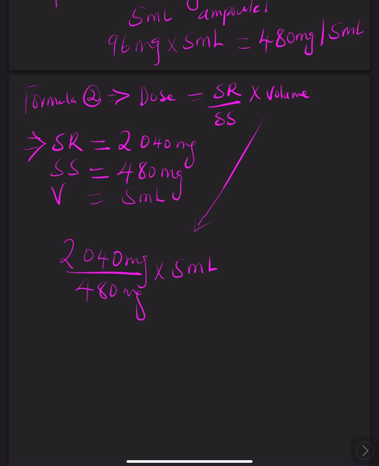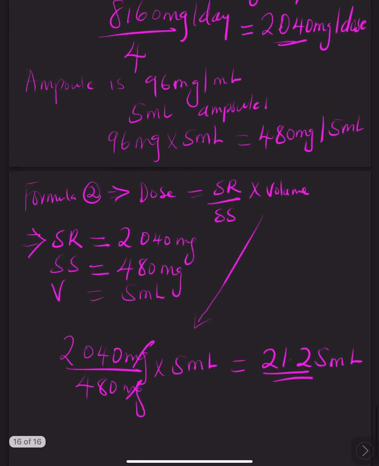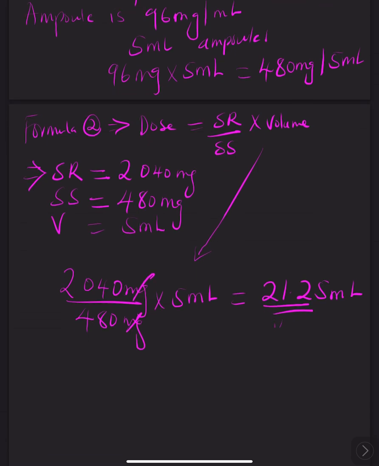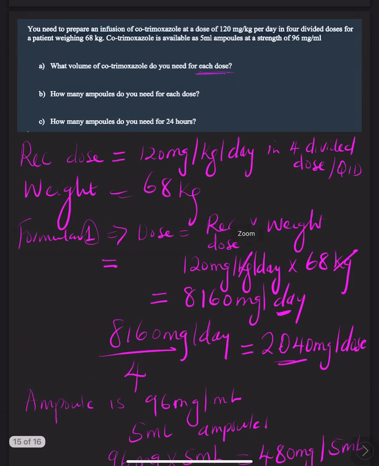So moving forward, you divide by 480, then multiply by 5, and it should give you 21.25 mils, because the mg units cancel in a way. And that's what you're left with. That's one way of looking at it. But remember, if we go back to the question, there's a volume that you need to give. So that becomes the volume to be administered. If you go back and look at your question, what the question wanted you to address is the volume that you can give per dose.